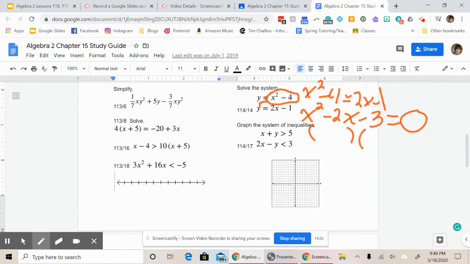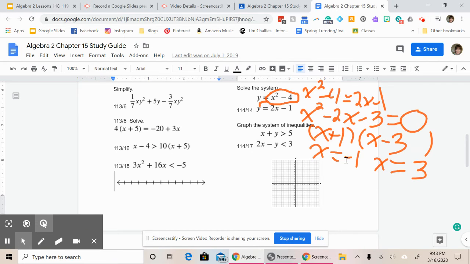That could then be factored. We would have x plus, x minus, the 3 would go there and the 1 would go there. X equals negative 1, x equals 3. For every x, you need a y.